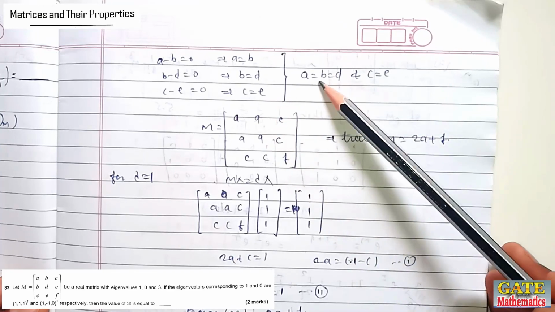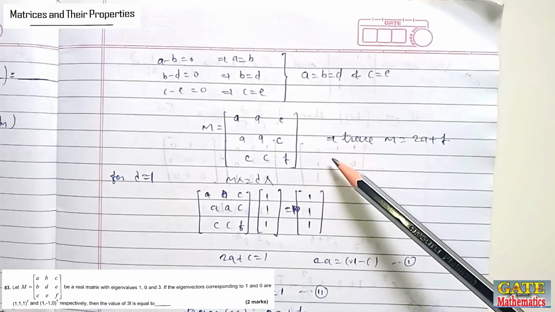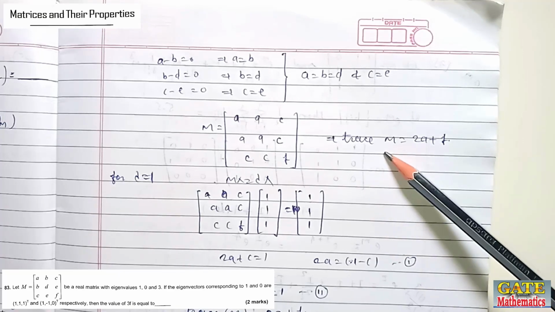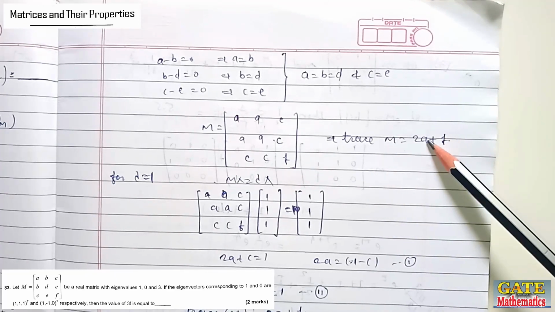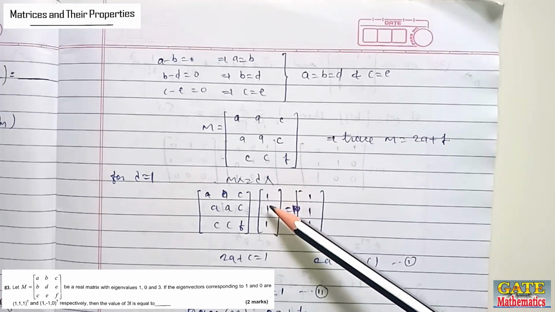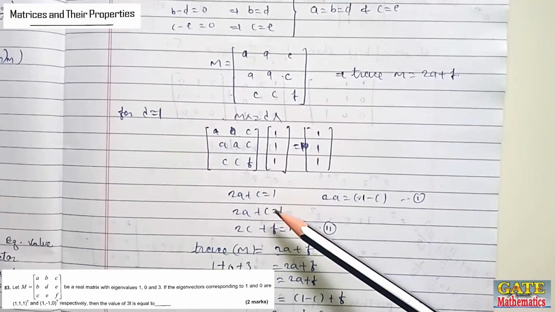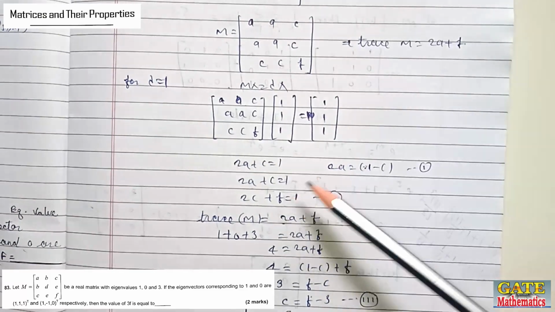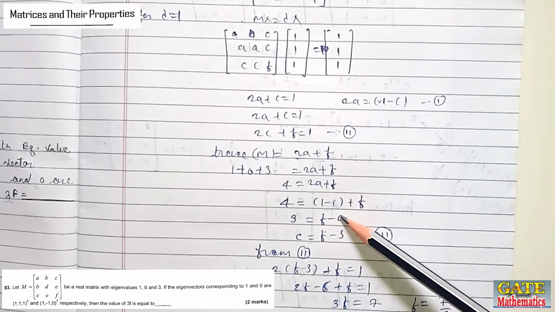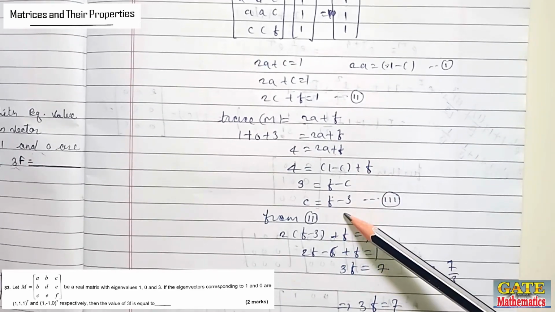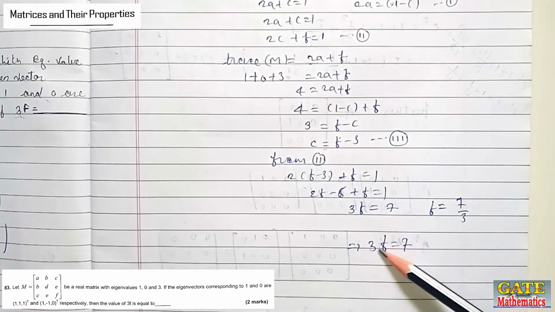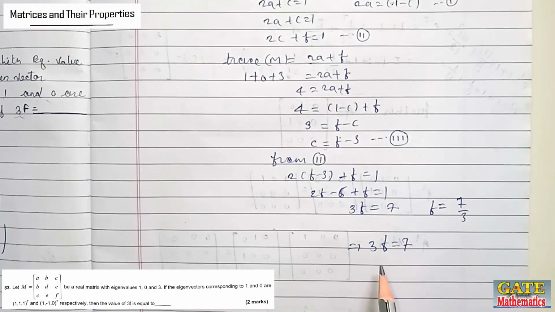I replaced these values into our matrix, and by using the trace of the matrix, which is equal to the sum of eigenvalues, I applied this over here. After that, by using lambda equal to 1, we got the second values over here. So a is equal to 1 minus c, trace of M is 4, which is equal to 1 minus c plus f. So c is equal to f minus 3, and by using these equations, I got the value for 3f is 1. So this is the required answer.